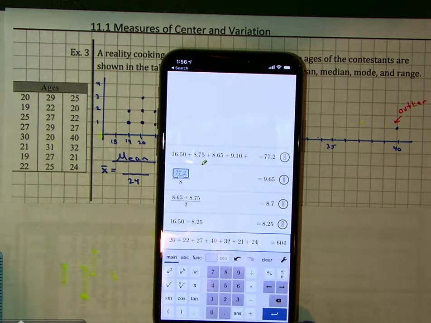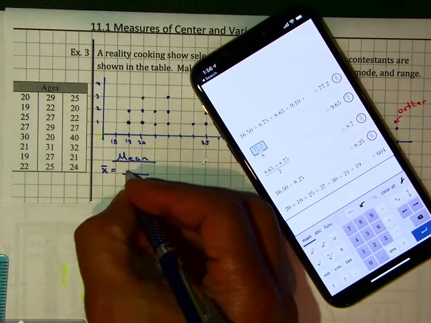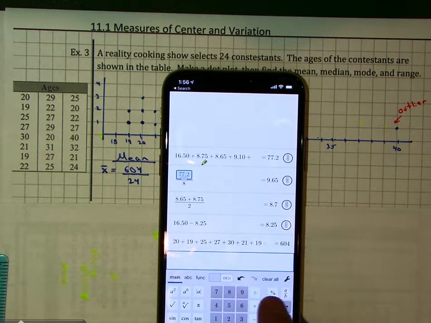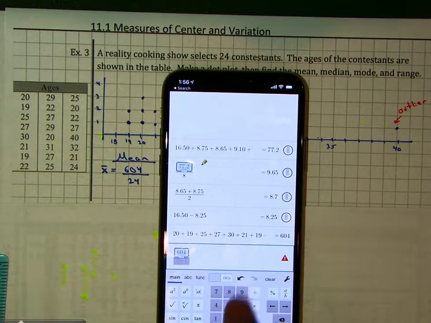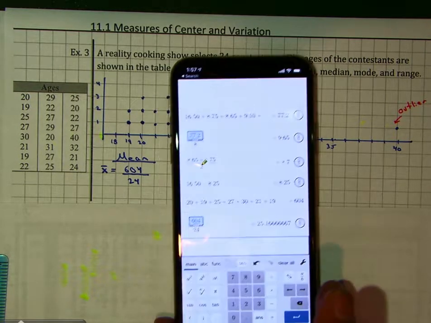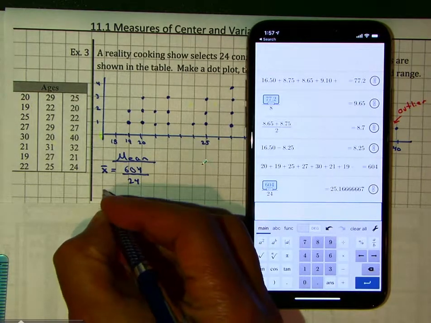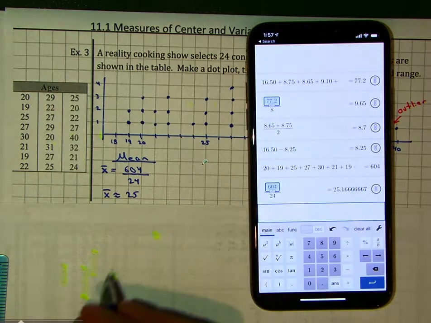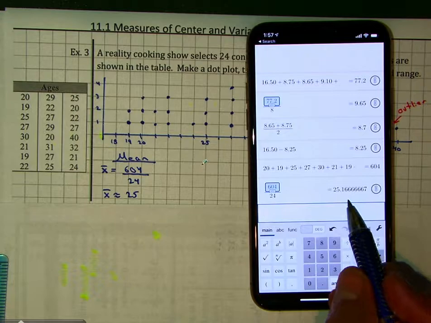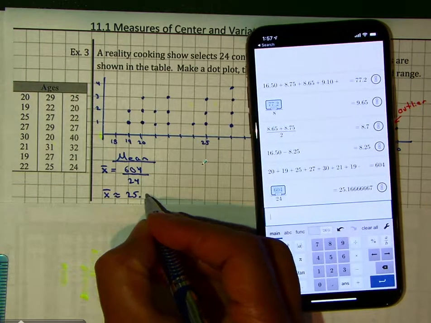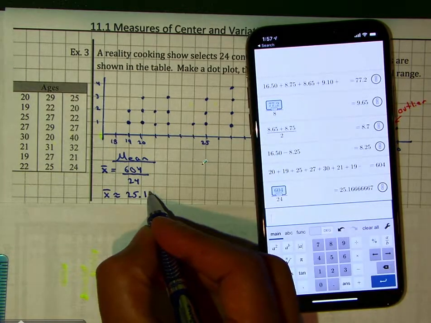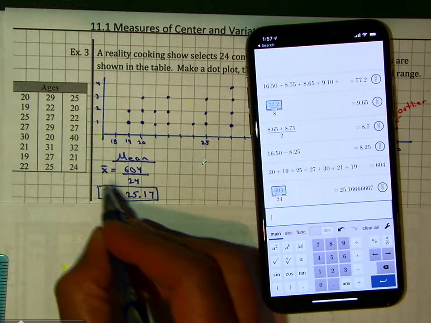So therefore, you got 604. Excellent. Then I'm going to take my answer, 604, and I'm going to divide it by 24. So therefore, my average, my mean, is approximately 25.1. Sometimes they'll ask you for one decimal place. In this case, I'm going to use two decimal places, to the hundredths.